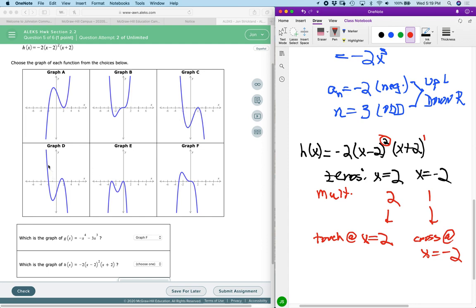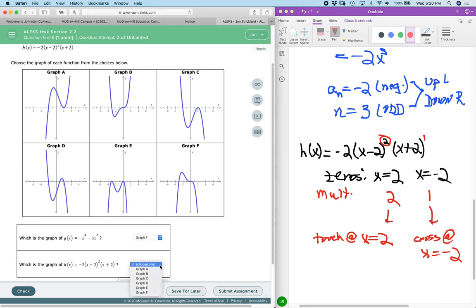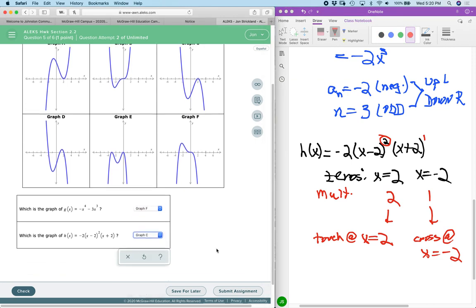Now, you have crossing at -2 and crossing at 2 for graph D. So A, B, D, E, and F are eliminated. So graph C has end behavior up to the left, down to the right, and we have crossing at x is equal to -2 and touching at x is equal to 2. And so the result is going to be graph C.